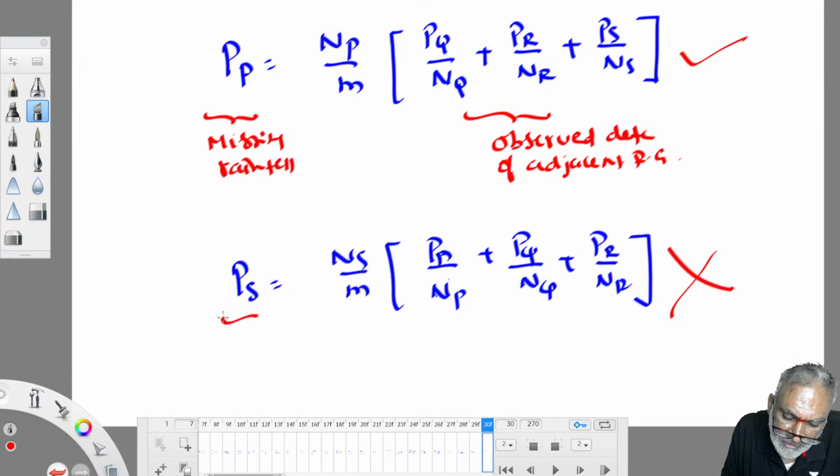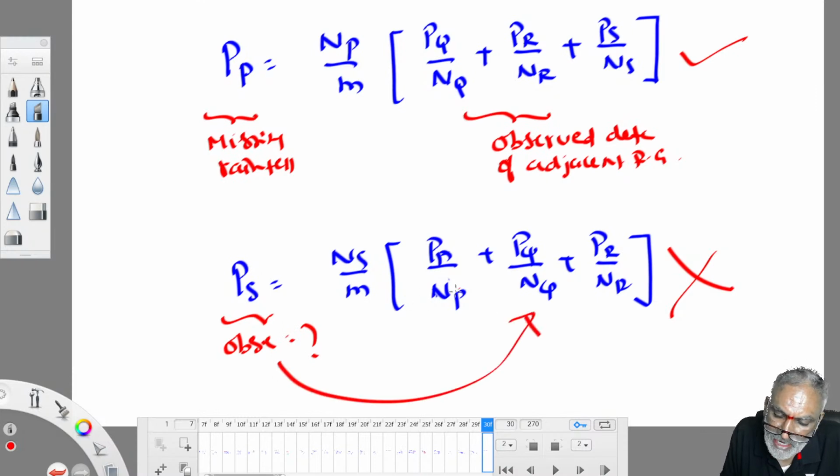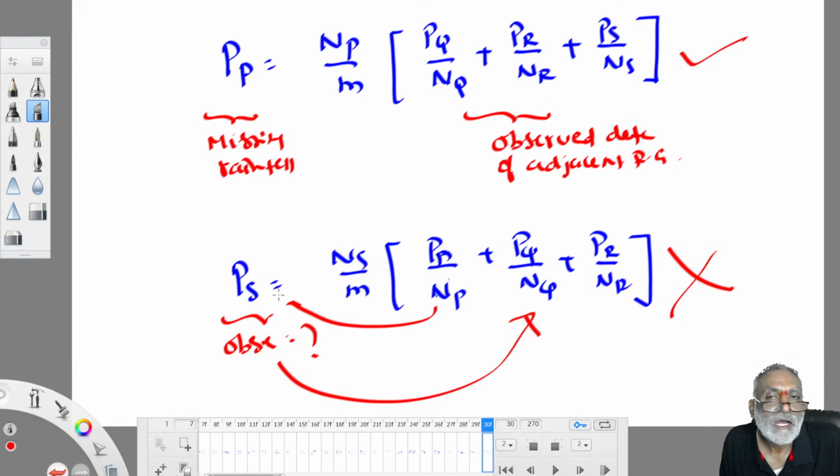This is not missing, this is observed. But unfortunately this was not given. So observed data you should always take here, and missing data you should bring here. So this is how you need to write that equation. If you write like this, you will go wrong. Understood now? Why this question is given?